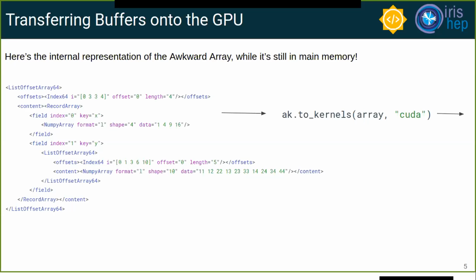The outer offsets control the jaggedness of the array, which are in turn just linear buffers. A similar format follows as you travel down the array. The fields X and Y are flattened views of the jagged structure you saw in the previous slide. Now, transferring this entire structure onto the GPU can be done very conveniently by using ak.to_kernels(array, "cuda"), where ak is just an abbreviation for awkward arrays, and you get something like this.